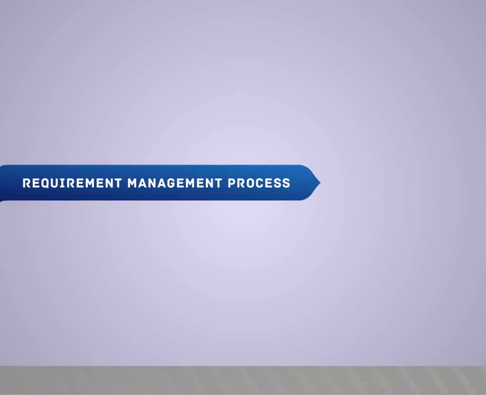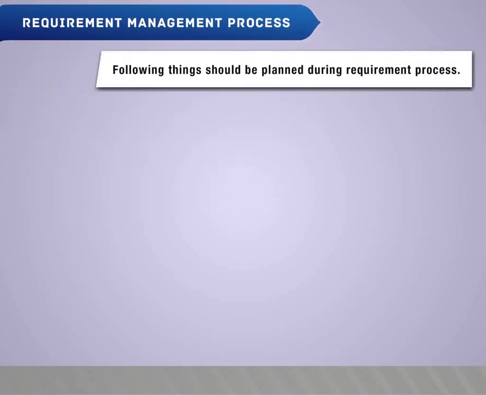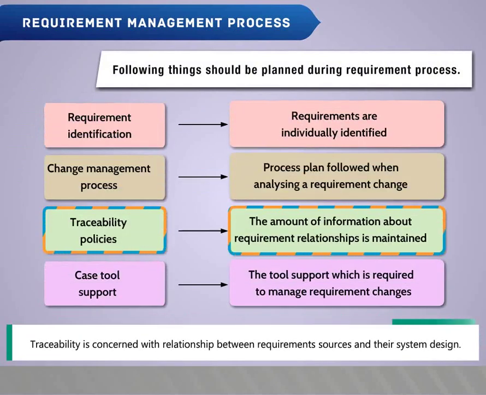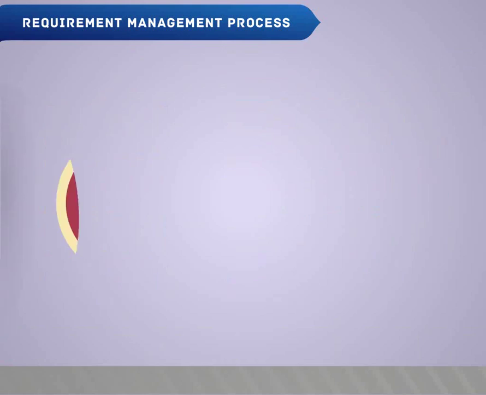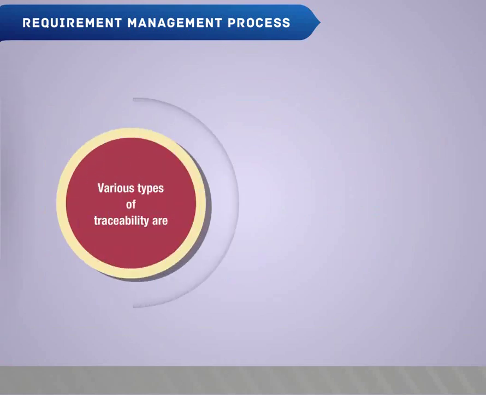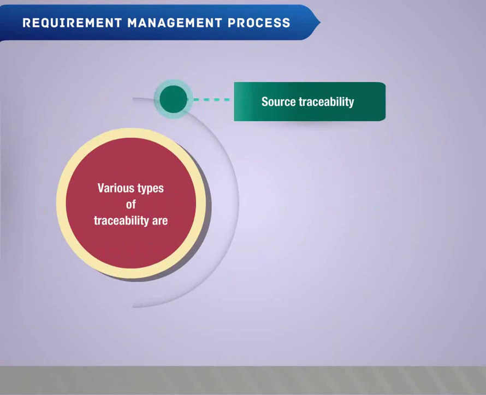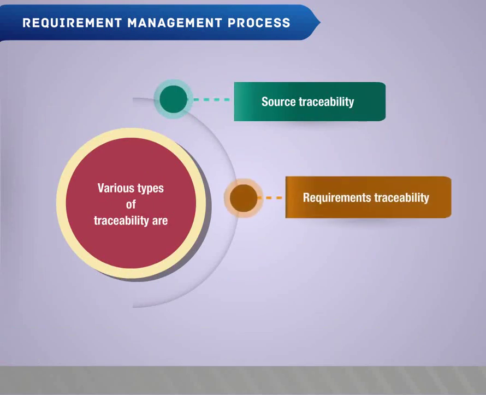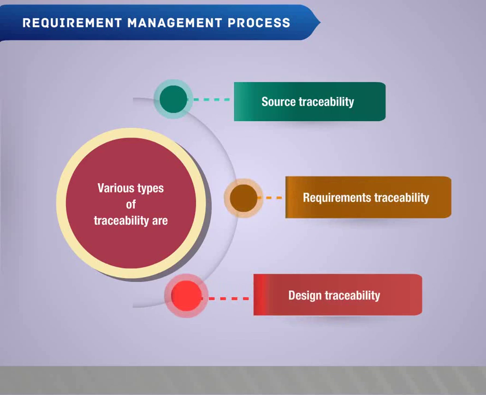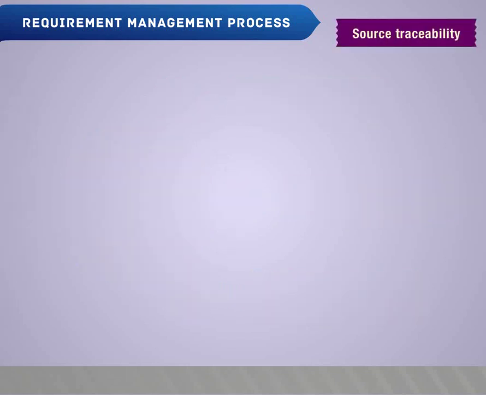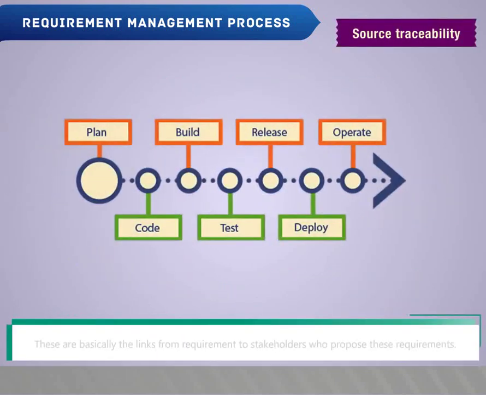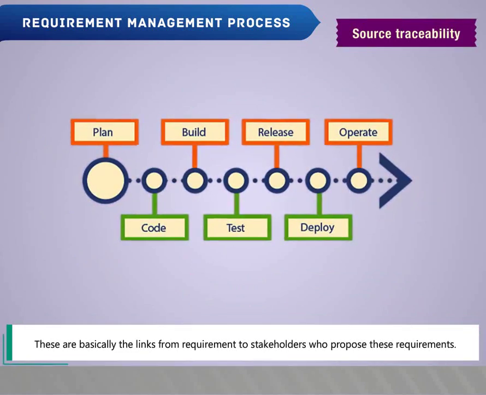Requirement management process. The following things should be planned during the requirement process. Traceability is concerned with the relationship between requirement sources and their system design. Various types of traceability are source traceability, requirements traceability, design traceability. Source traceability. These are basically the links from requirements to stakeholders who propose these requirements.